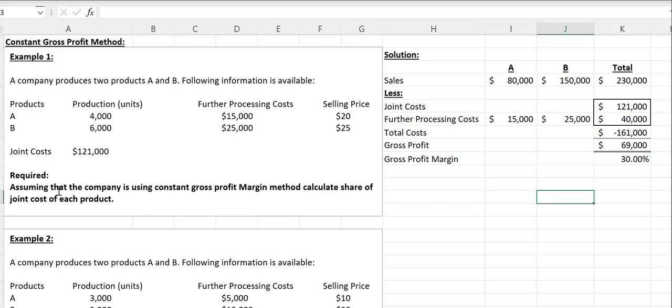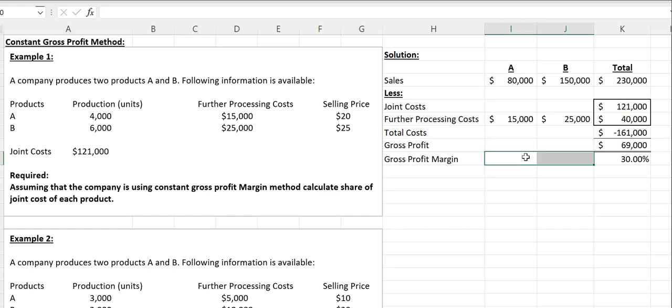Now the method is constant gross profit margin method, which means that we want to apportion these costs, the joint costs, in such a way that the gross profit margin of the two products will be same. And in this case, the same gross profit margin should be equal to the overall gross profit margin of the company, because if these two are the same, their average will be the same, because the total gross profit margin represents the average gross profit margin of the two products.